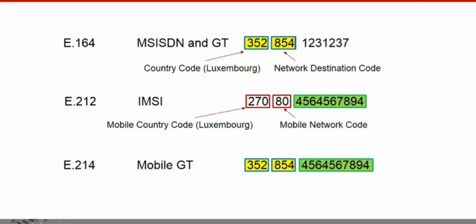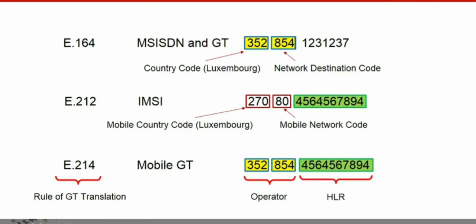Now, when some signaling message is addressed by this identity, it defines a destination operator by the first two groups of digits. It defines the rule of address translation by the type itself, and defines the destination node by the subscriber-related digits. Only HLRs can be addressed by this type of identity, the third type.